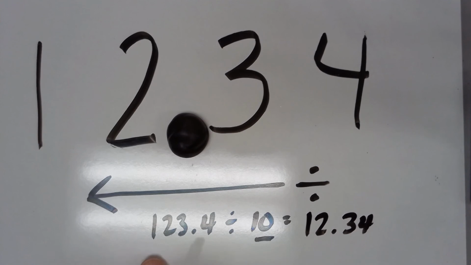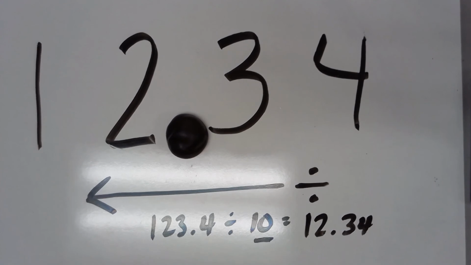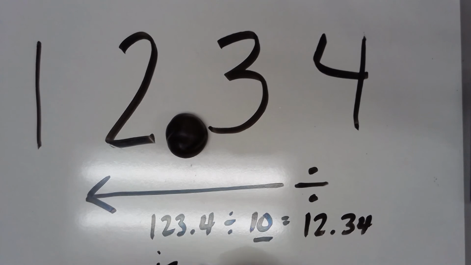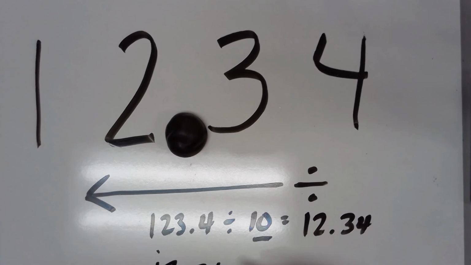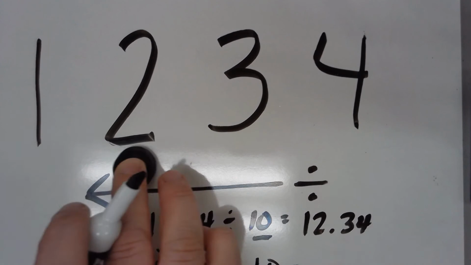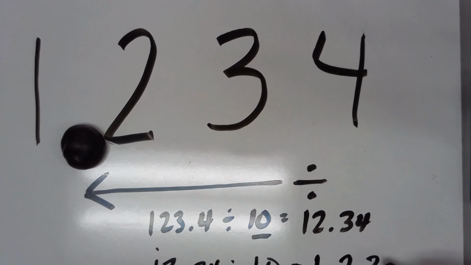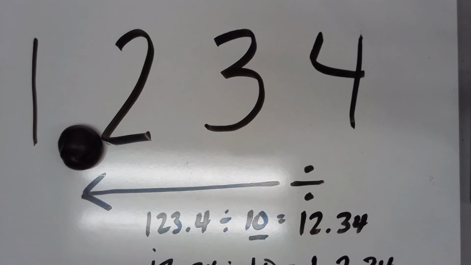So you can see that 123 and 4/10 is greater than 12 and 34 hundredths. That's just common math. We know that if we just put this in money, I'd much rather have $123 than $12. So what if I have 12 and 34 hundredths divided by another 10? Well, I would move it one more place to the left and get 1 and 234 thousandths. So that is how you move the decimal over.